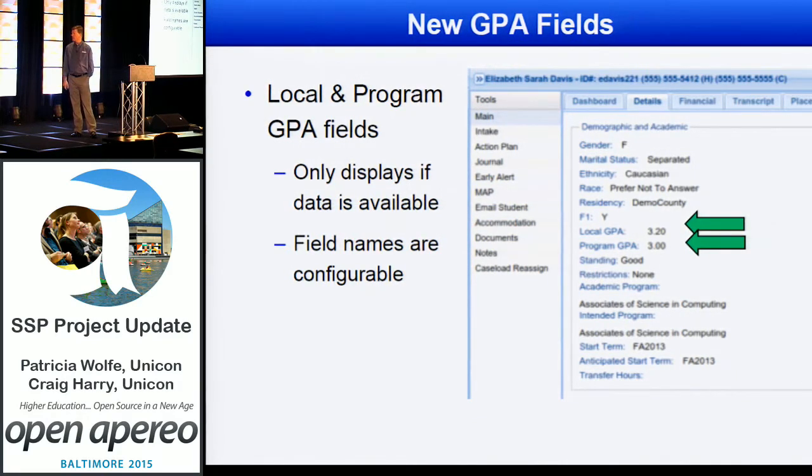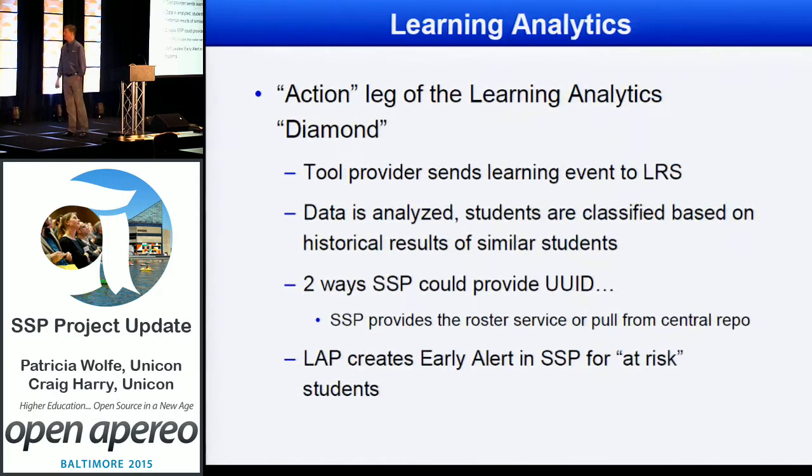We've added a couple of new GPA fields to be 4 total now. A local GPA. This would be a GPA sourced from the SIS that is local to the school. And then a program GPA, so within a major. So that makes now 4 GPAs that SSP has.